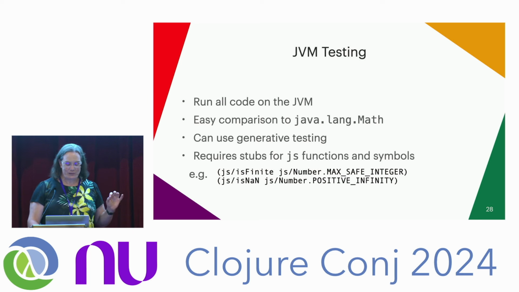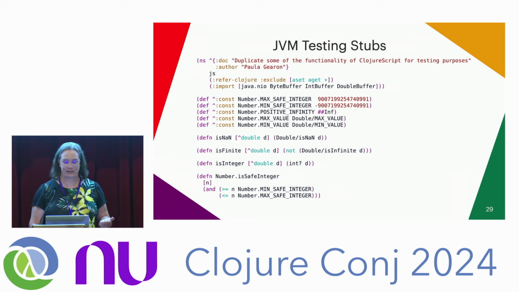But of course, some of the code doesn't just work. I was making references to several JS entities. So let's address those. I stubbed it out in a namespace that I called, naturally enough, JS. I put in the various safe integer ranges, positive infinity, you know, things like this. Functions like isNaN, isFinite, isInteger, which I had to call. They're now in Clojure proper, but they weren't at the time. Let's see, is safe integer.